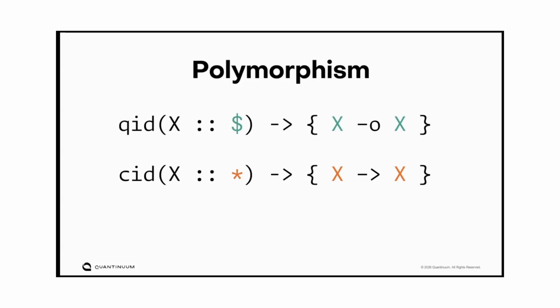And then the same story for classical types. Here we have star. That's the kind of classical types. And so these are two generic functions that do identity. That's the only thing they can do for arbitrary input types living in the two worlds.